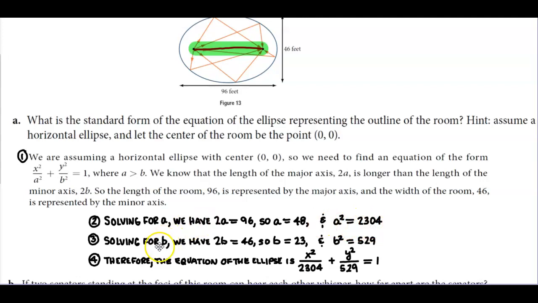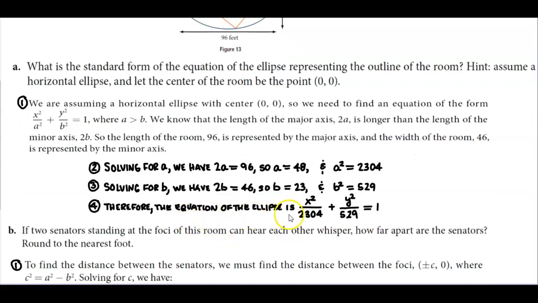Now solving for b, we know that the length of the minor axis is 46 feet. So 2b is going to equal 46. Divide both sides by 2, and therefore b is going to equal 23. Squaring both sides, b squared is equal to 529. So therefore, the equation of the ellipse is x squared over 2,304 plus y squared over 529 equals 1.